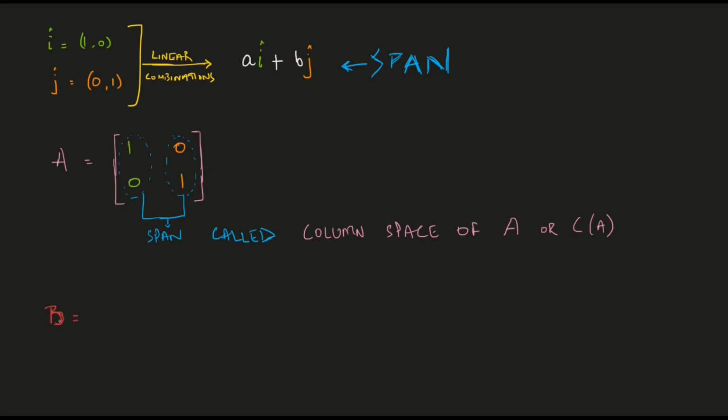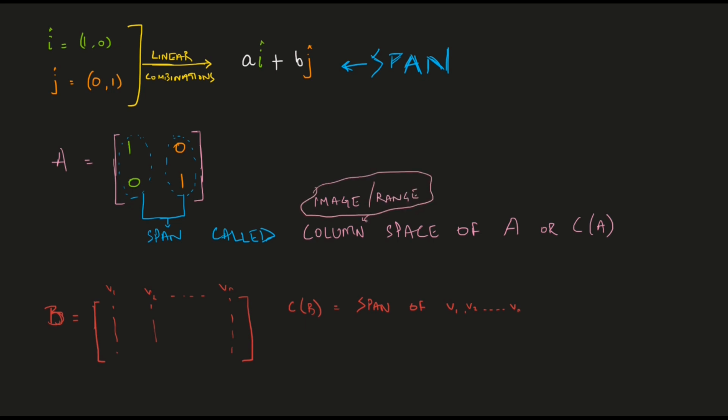If I had a matrix B whose columns were the vectors v1, v2 up to vn, the column space of B would just mean the span of these vectors. Also, image and range are two other names for column space. Till now we have started with vectors and then talked about a matrix associated with them. Now let me start with a matrix this time.